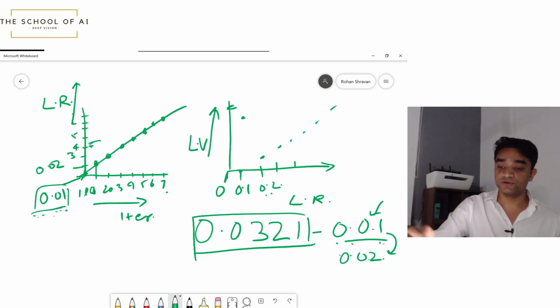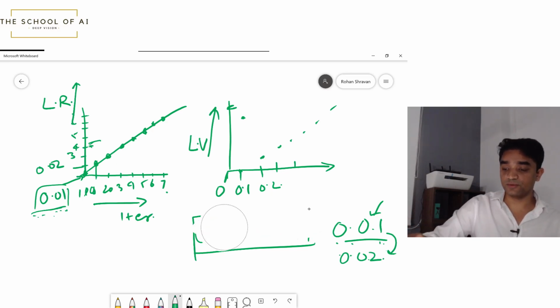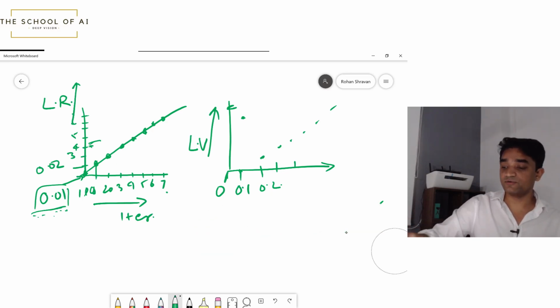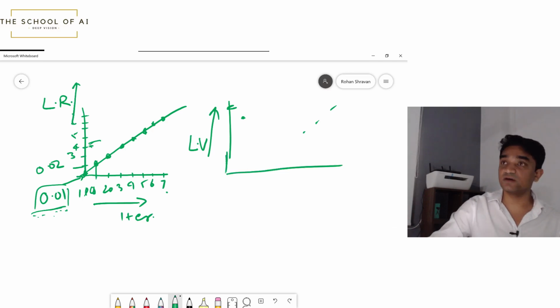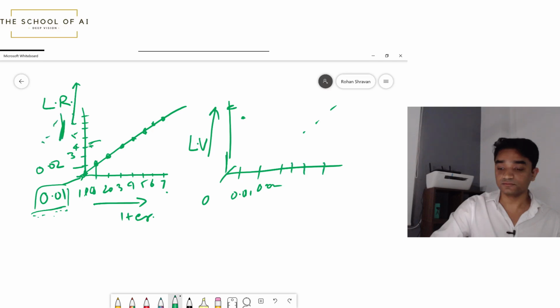Is that clear? So now don't talk about this parameter. I just wanted to give you some background intuition of what we are trying to do. Now let's draw the actual curve you are going to find. This is the LR equal to 0, LR 0.1, 0.01, 0.02, and so on. Same values which we have picked here. You're going to get a graph which looks like this.